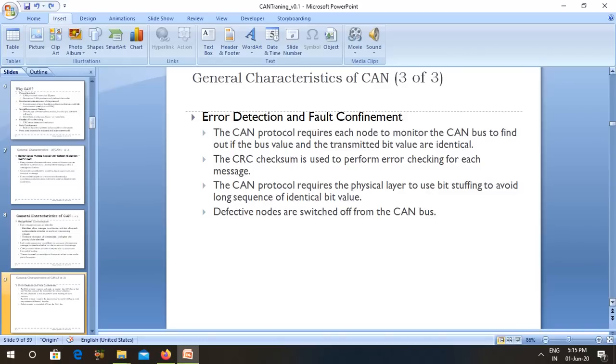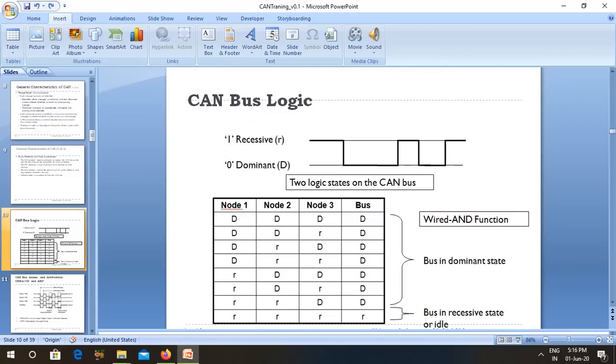If some of the nodes present in the network go into failure mode, they will be turned off from the network using a certain mechanism like bus off mode or sleep mode. These are some of the error handling characteristics that exist in the CAN standard. When you implement these standards in a product or a chip, it will take care of all these activities by itself. CAN bus logic.